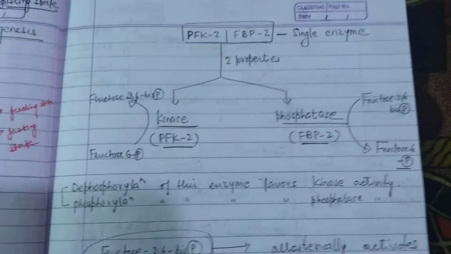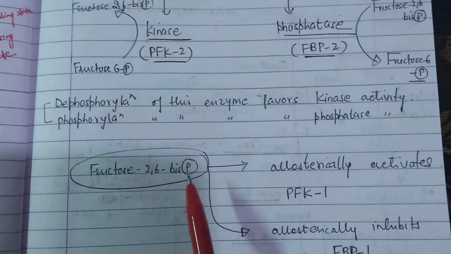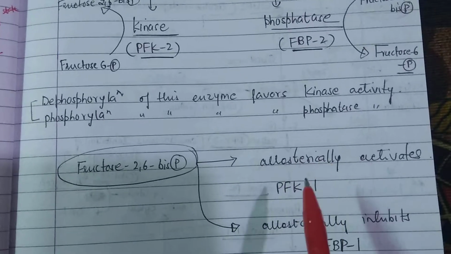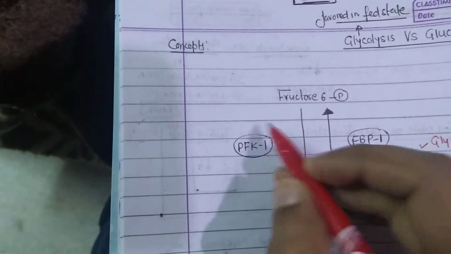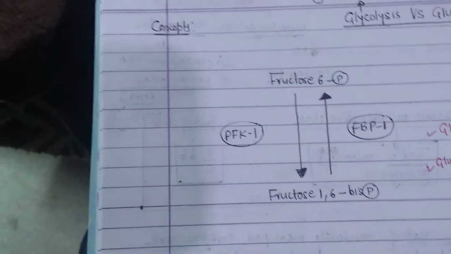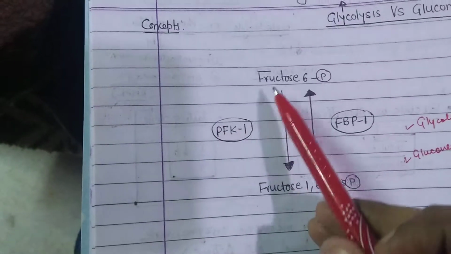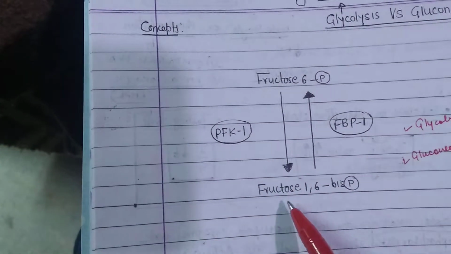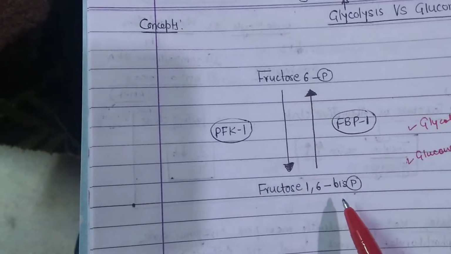Now once you understand this concept, you should know another thing, that fructose 2,6 bisphosphate is the allosteric activator of PFK1, meaning that this enzyme PFK1 is allosterically activated by fructose 2,6 bisphosphate. You need to cram this thing right now. So when fructose 2,6 bisphosphate would be more, PFK1 would be more active and will cause fructose 6 phosphate to go into fructose 1,6 bisphosphate.